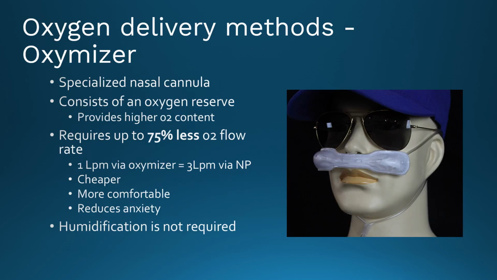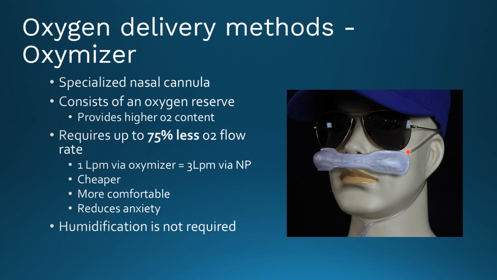So now that we know about the different kinds of airways a patient can have, we're going to jump in and talk about the different kinds of ways that we can administer oxygen. Our first way to administer oxygen is something called an oximizer, which is essentially the mustache form of a nasal prong. It's a specialty nasal cannula.